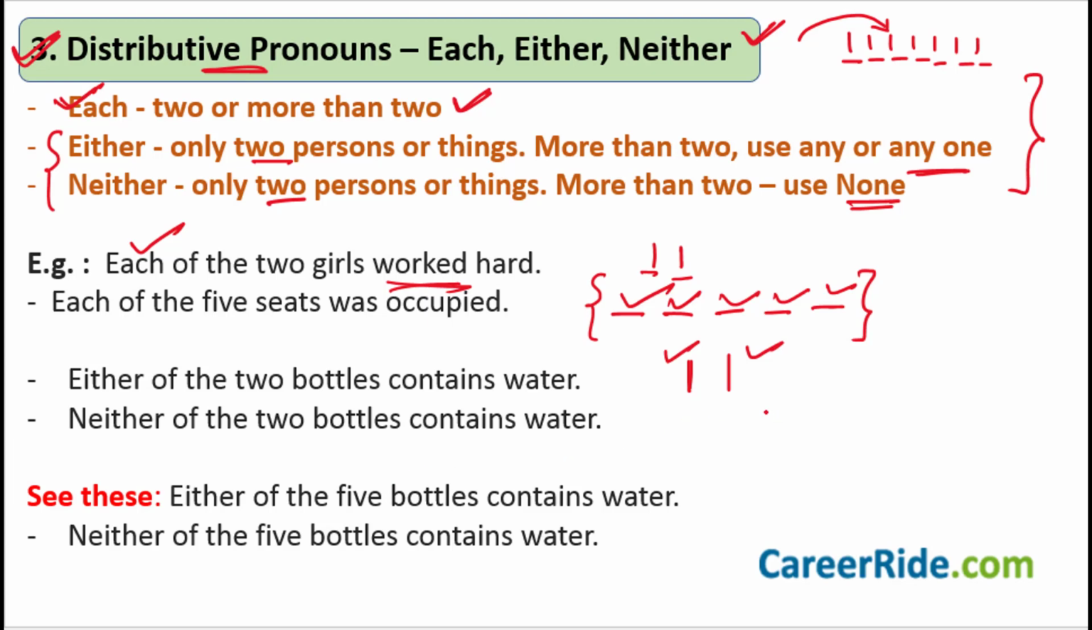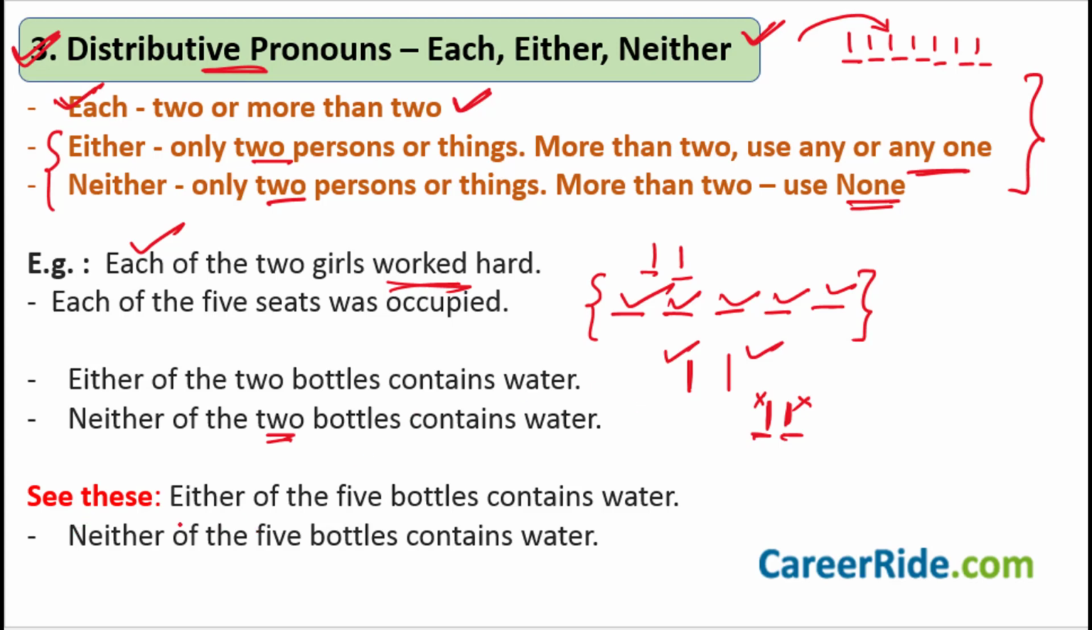It means again we have 2 things, and neither is used for 2 things or 2 people, and the sentence is trying to tell you that this is one bottle, this is the second bottle, and this bottle doesn't have water, this bottle also doesn't have water, right? None of them contains the water. Since it is 2 things, we can use neither. Neither of the 2 bottles contains water, right?